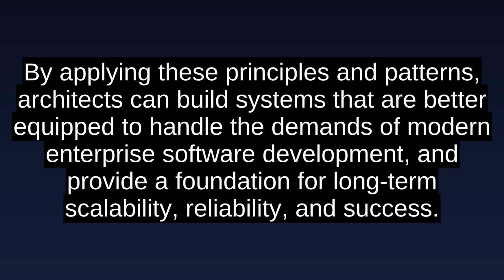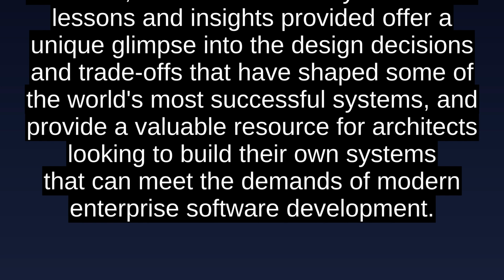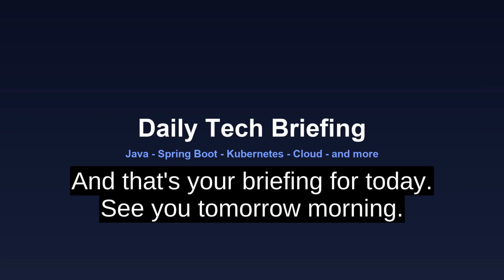By applying these principles and patterns, architects can build systems that are better equipped to handle the demands of modern enterprise software development and provide a foundation for long-term scalability, reliability, and success. Ultimately, the Amazon Builders Library is a must-read for any enterprise software architect looking to build scalable, highly available, and fault-tolerant systems. The lessons and insights provided offer a unique glimpse into the design decisions and trade-offs that have shaped some of the world's most successful systems, and provide a valuable resource for architects looking to build their own systems that can meet the demands of modern enterprise software development.